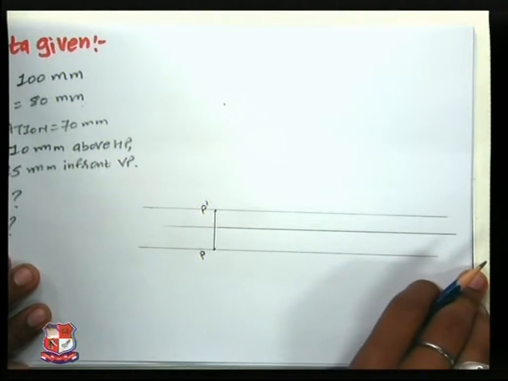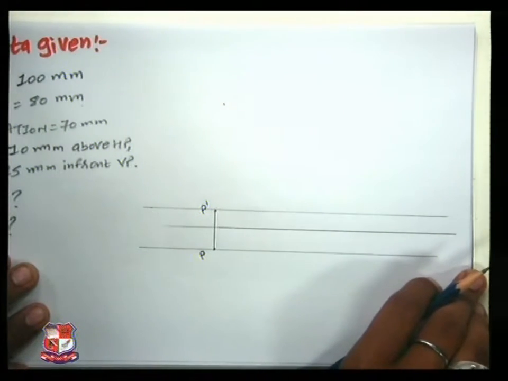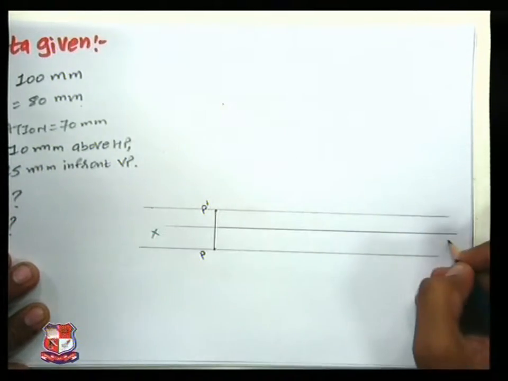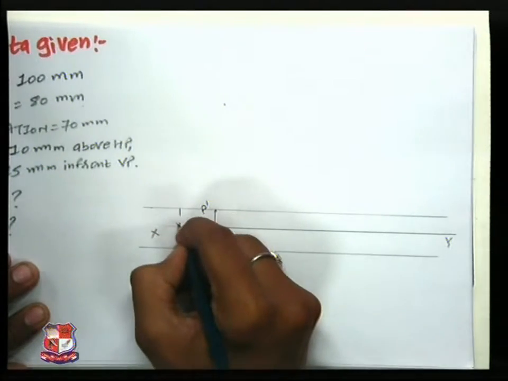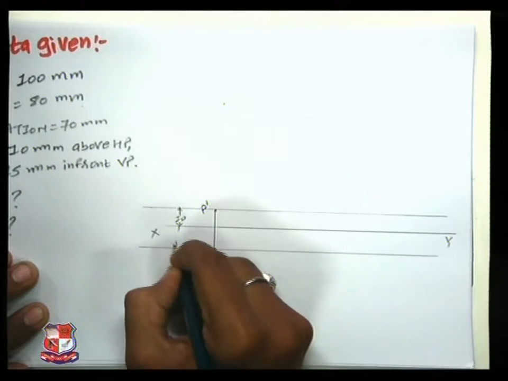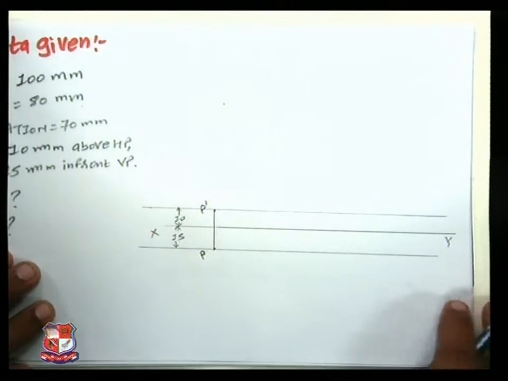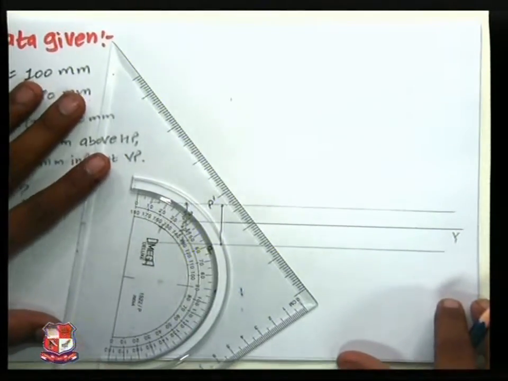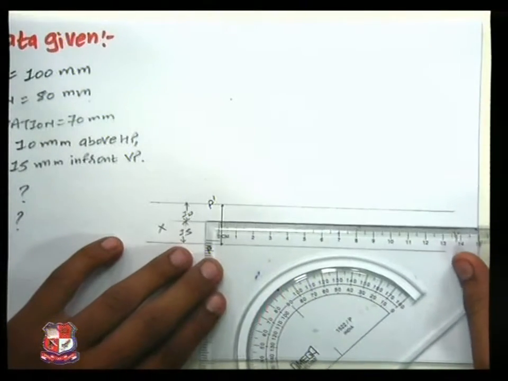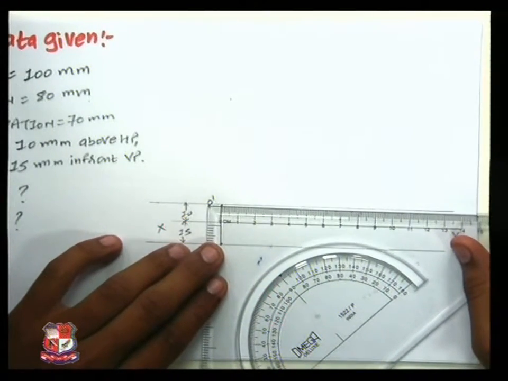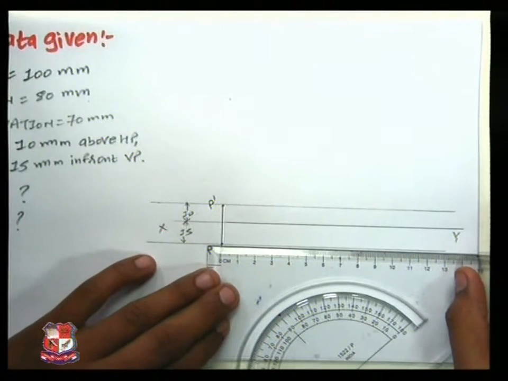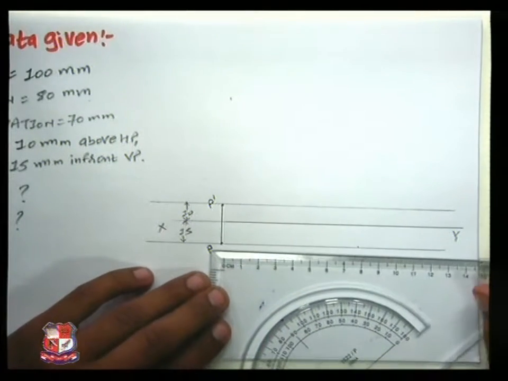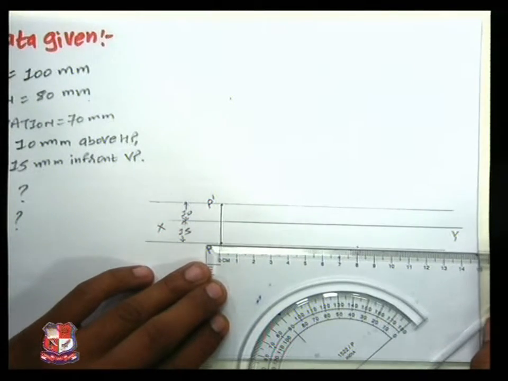Now we have been given some data. This distance is 10 mm and this distance is 15 mm. First of all, we have data of a plan. The plan length is given as 80 mm. So from point P we will mark a horizontal distance of 80 mm like this.